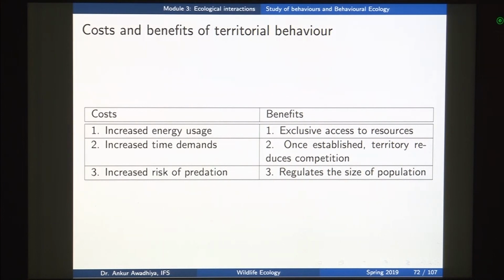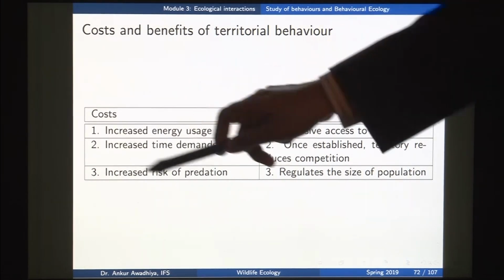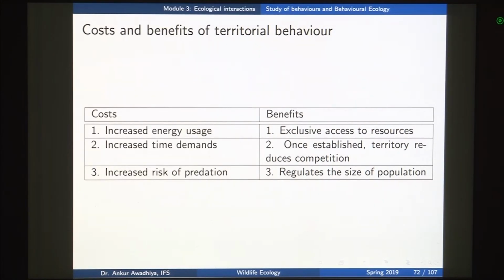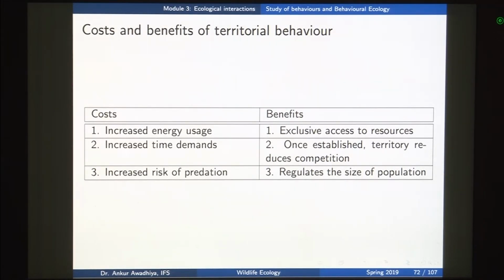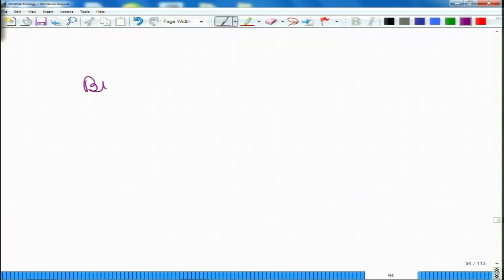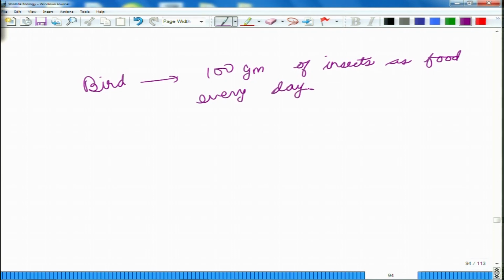So, this is why we see territorial behaviors even though there are so many costs involved with having a territory. And this territorial behavior is also regulated by the environment, because an animal wants to have a territory. The benefit an animal gets out of a territory is exclusive access to the resources. Now, for instance, there is a bird, and this bird requires, say, 100 grams of insects as food every day.